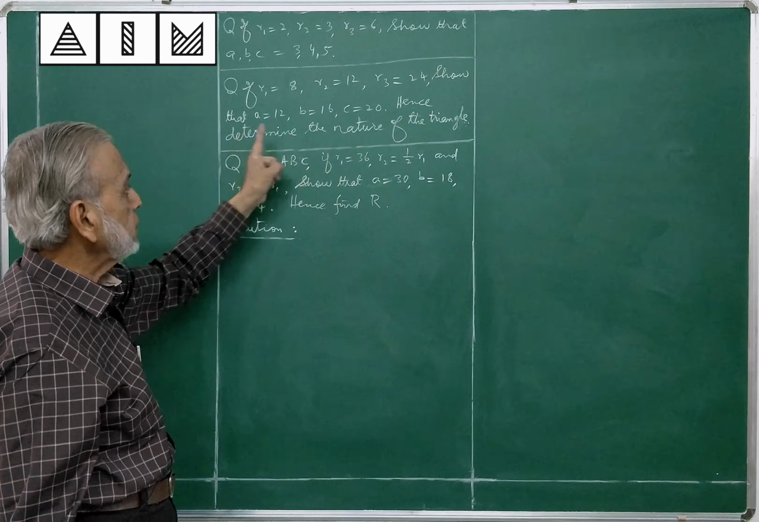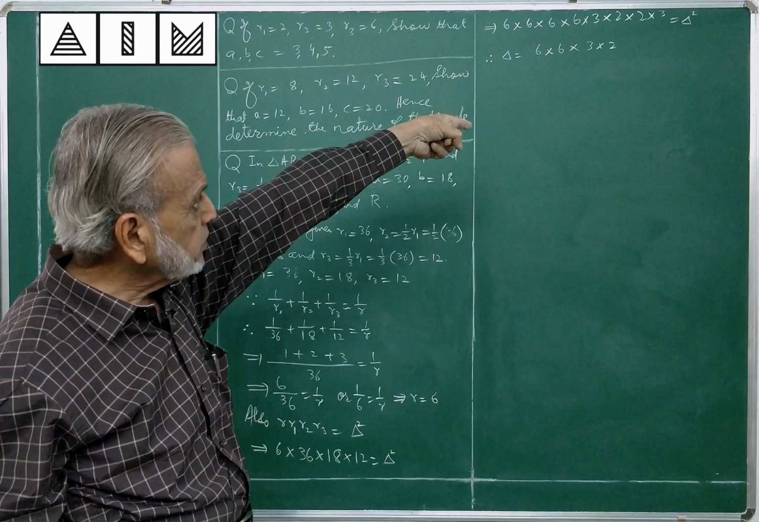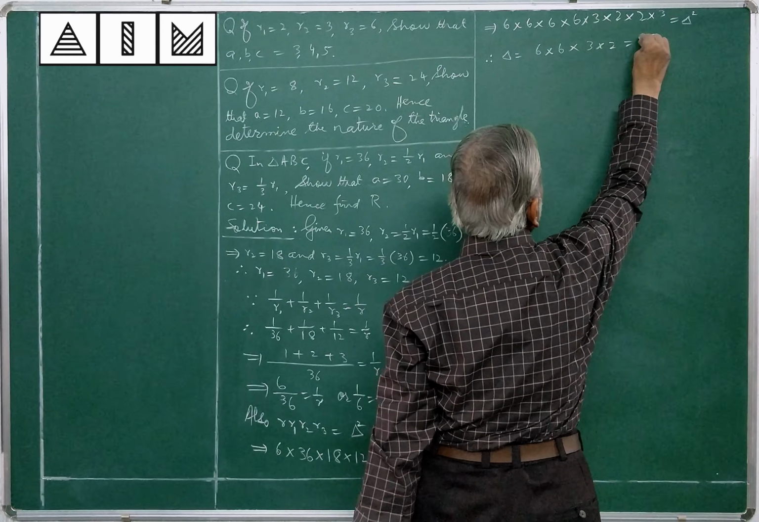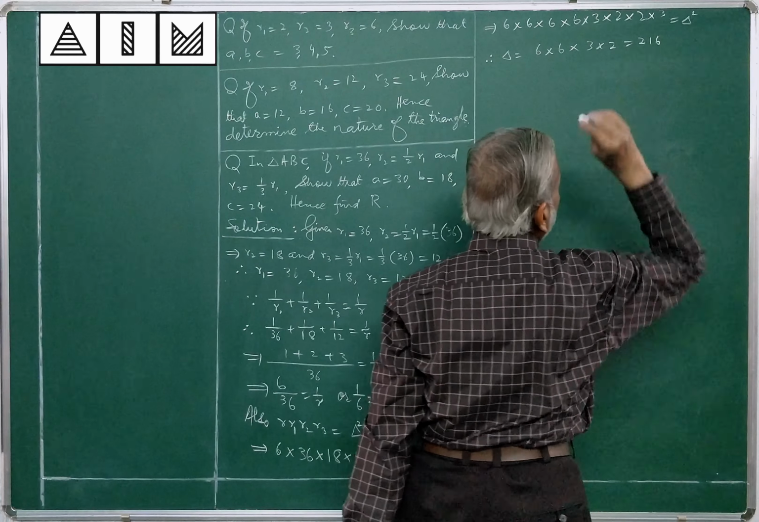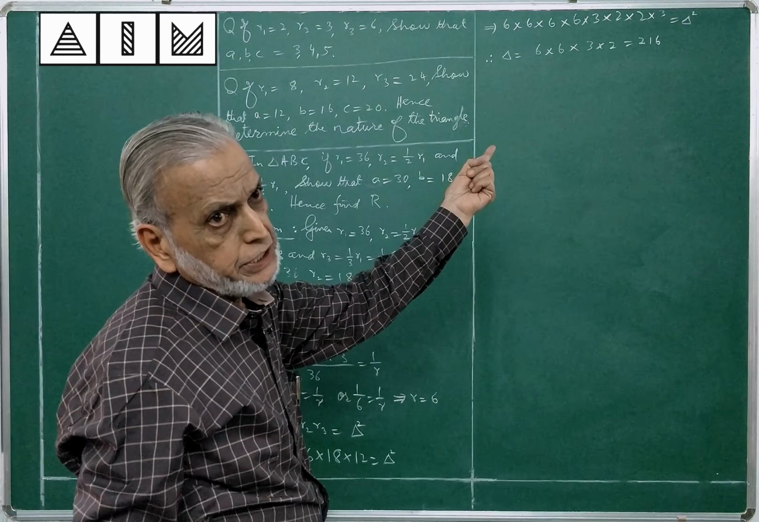We have not multiplied this multiplication. Please note, we should not do multiplication. We have to do like this only. 6, 36, 18, 12, factorize all factors, delta square is equal to all that, delta is equal to 6 appearing 4 times, hence 2 times under root, 3 appearing 2 times once, 2 appearing 2 times once, and this comes to 216. So delta is equal to 216.